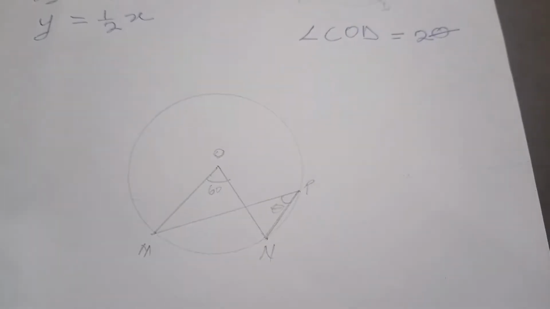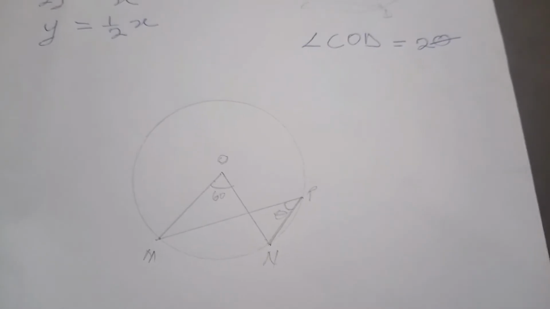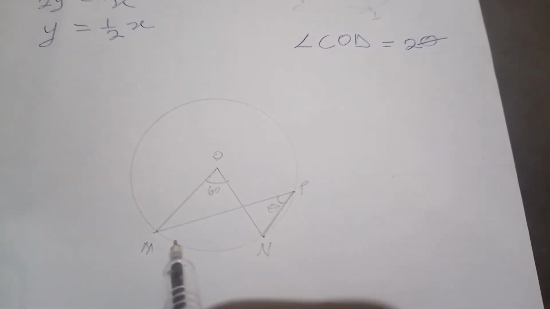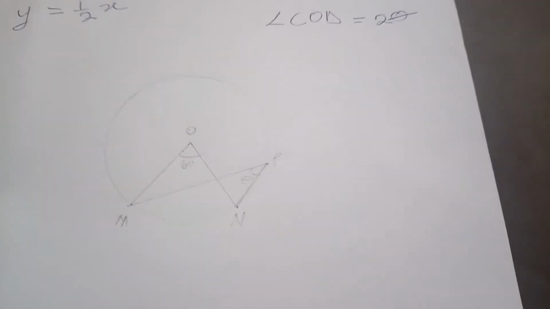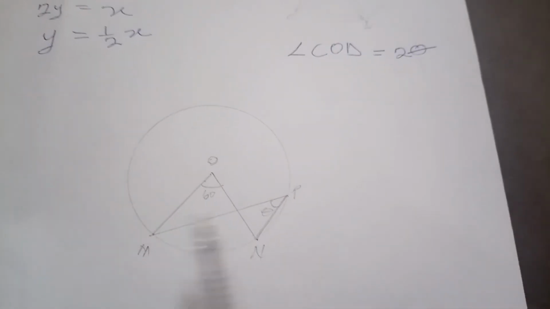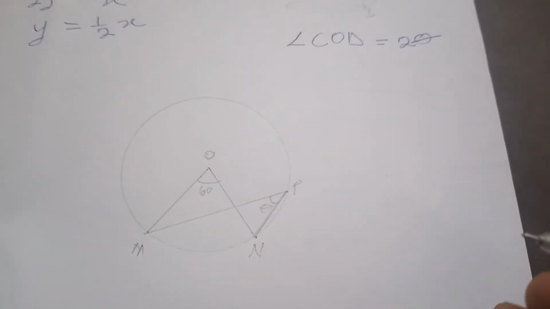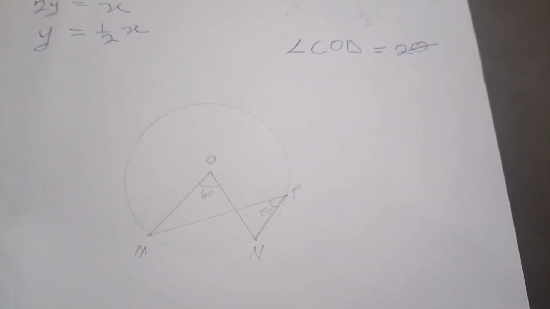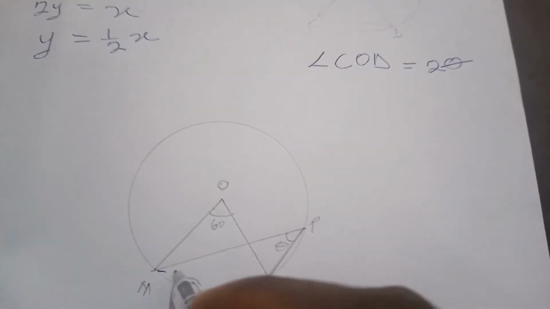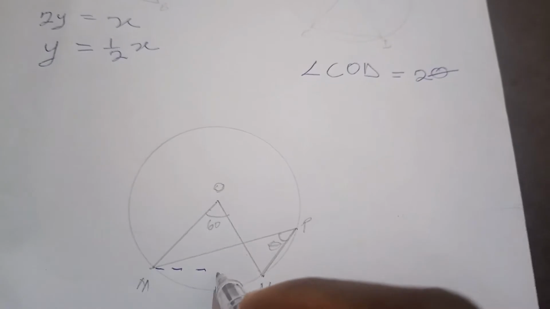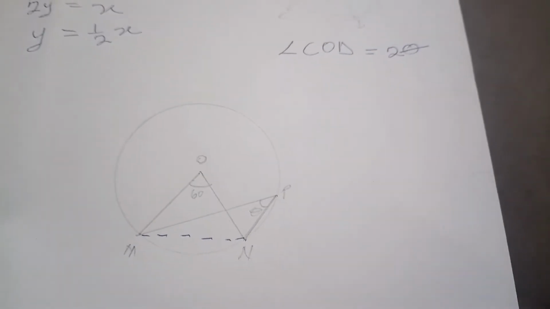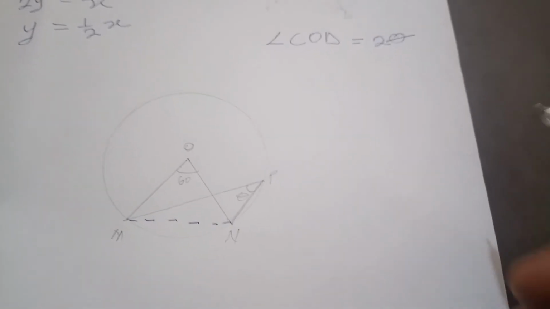Then number 2, it's not always true that the chord will be shown. So here is chord MN, but you've seen that they didn't connect it. We just have the points M and N. So maybe if you are having problems, you can just use broken lines to connect the chord MN so that you can see it well.